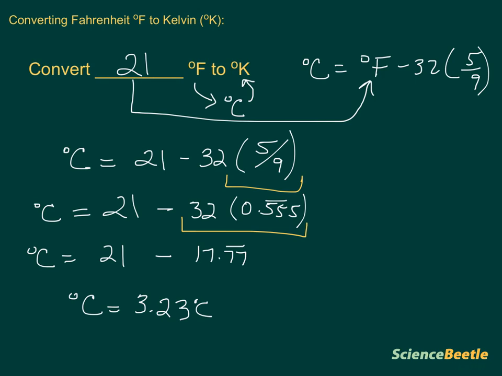Now remember from one of the previous videos where I showed you how to convert from Celsius to Kelvin, we need to take that step here. If you're not familiar with how to do that, go back and watch that video first before you proceed. Essentially the step is we need to add 273 to this, and that should give us the final answer. So we're going to add 273 here, and that should give us the units that we want in Kelvin, and that should be 276.23 Kelvin.